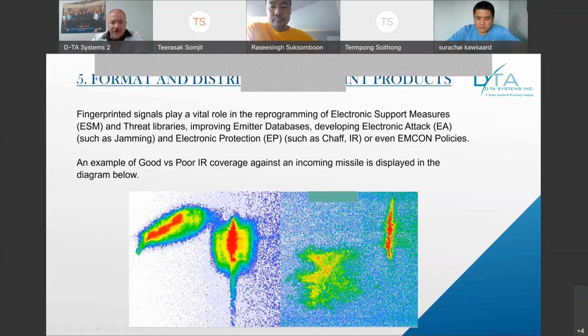This right here is a very good example of what poor collection can do as far as your electronic protective measures. This here is your chaff and IR cloud, which, as you can tell, looks absolutely nothing like the actual ship. So this is not going to confuse a missile homer by any means whatsoever.